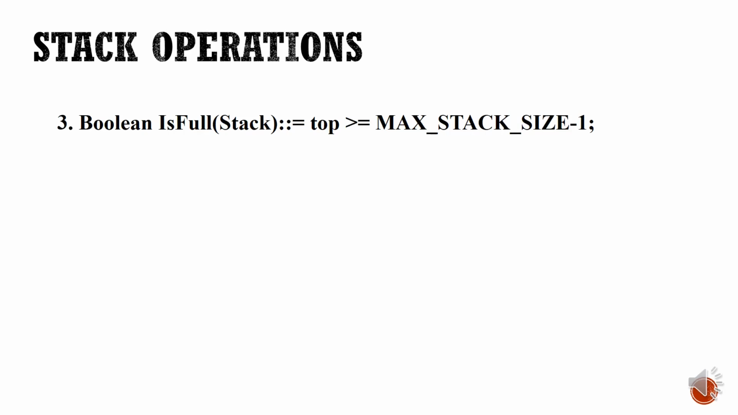In the same way, if I can store 100 elements, then what will be my last index value? It will be 99. In the same way, when the top is greater than or equal to max stack size -1, it means the stack is full, or else it is not. Whenever the top satisfies this condition, it will return a true value, or else it will return a false value over there.